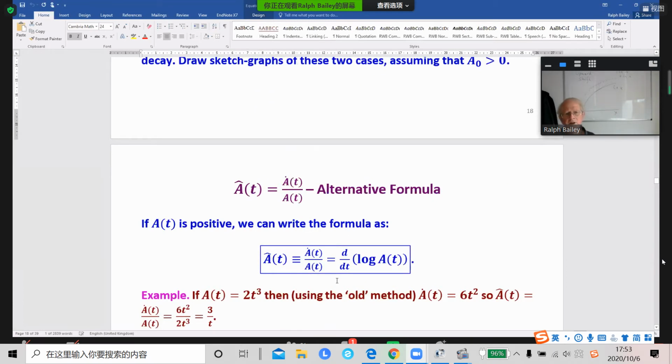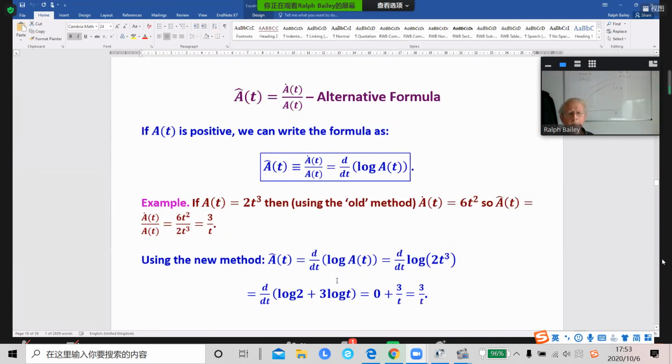There's an alternative formula. If you're good at differentiating a function, you can see straight away, I hope, that this is true. This is just an application of the rule for differentiating a composite function, log of a of t. Because if you differentiate log a with respect to a, you get 1 over a. But then there's another factor that comes from differentiating a with respect to t, and that's dA by dt.